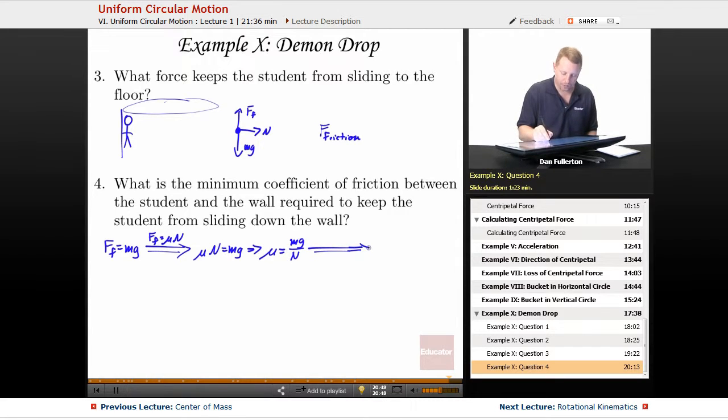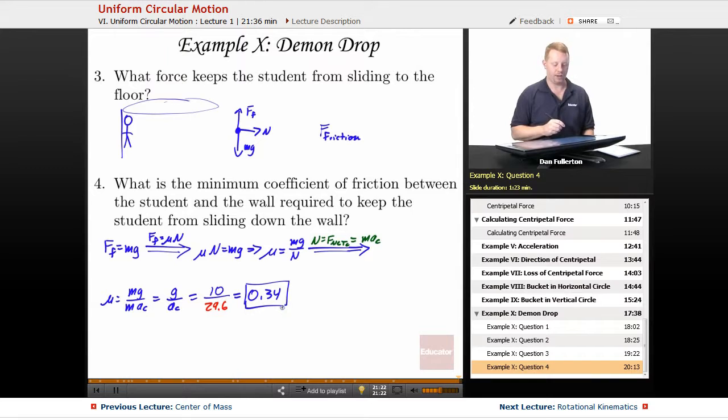But we also know for all of this to work that the normal force is providing the centripetal force, which must be equal to m a_c. So we could write that mu equals mg over m a_c, which is just g over the centripetal acceleration, or 10 over 29.6, and we find that we have a mu of 0.34. That's the coefficient of friction that we need in order to keep the student from sliding down the wall.